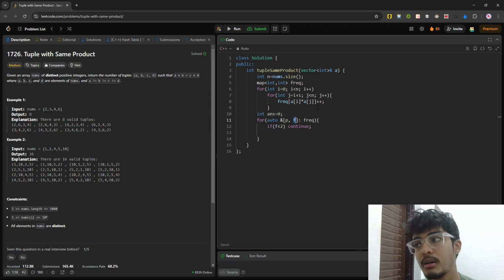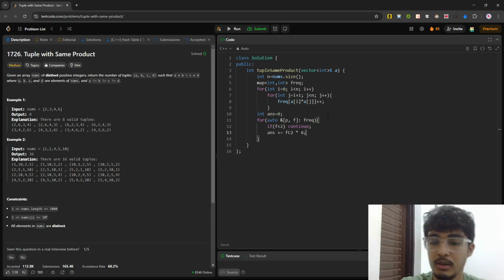So to pick 2 pairs from the set f, the total ways are fC2, and then we have to multiply that by the total number of ways we can permute that chosen tuple, which is 8 by the way. So answer plus equal to fC2 multiplied by 8.